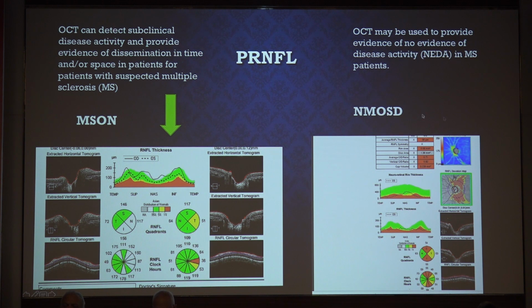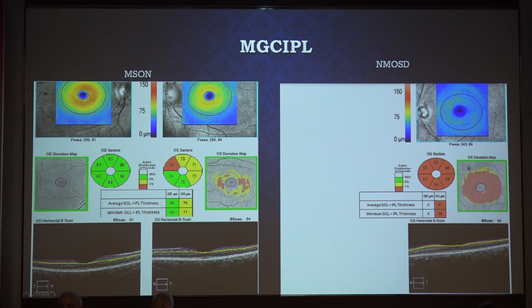Okay. Now in NMO spectrum disorder, the disease is very aggressive. The patient had such poor vision in the right eye that it could not be done. In the left eye, you can see that superiorly and inferiorly, there is thinning. As I said before, it is more often seen. Now, what do we glean from the GCC layer?